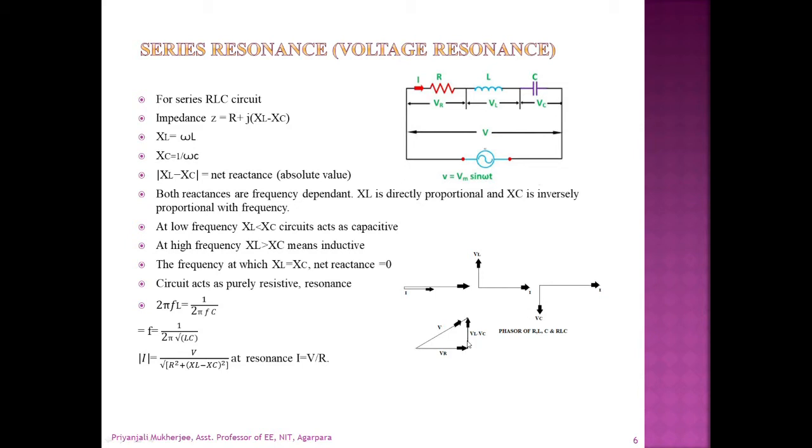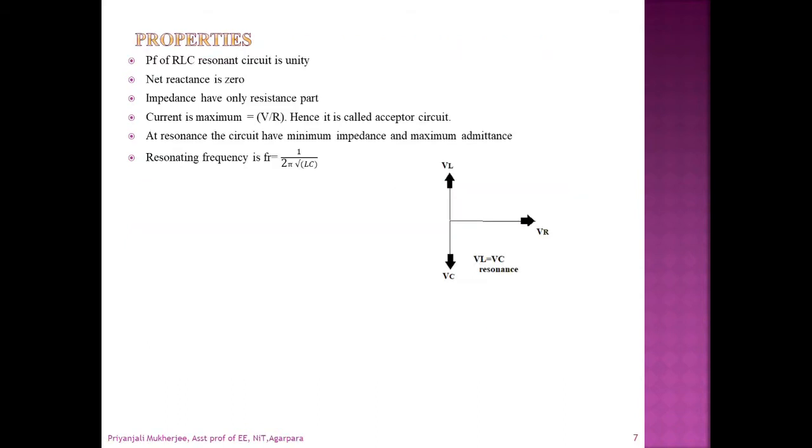And if we consider the series RLC circuit and consider that VL is much greater than VC, because here VL and VC are in opposition, that means there is a 180 degrees phase difference. If we consider VL is greater than VC, then VL minus VC is on this side, and the total supply voltage V is the phasor sum of VR and VL minus VC.